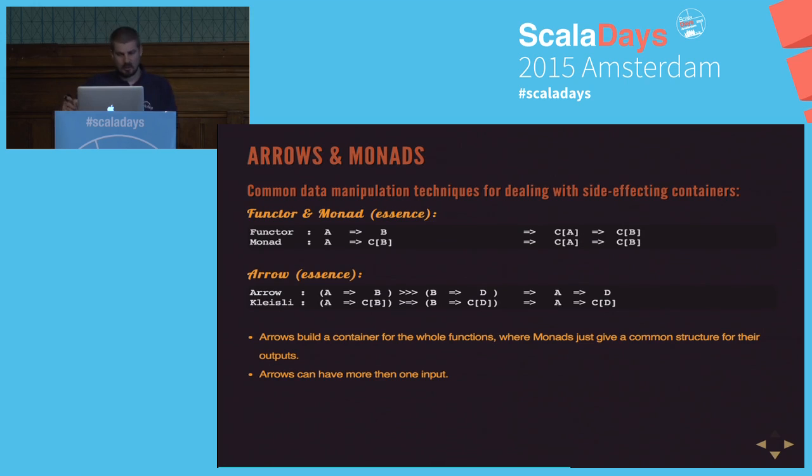But it is not the only way to do that, as you might guess. The Kleisli arrow is a second one, and one of the advantages of the Kleisli arrow is that it builds a container for the whole function with side effect. In the case of monad, it's just a container structure. It means that it wraps the side effect and provides a way to apply something to the side effect, but not to compose.